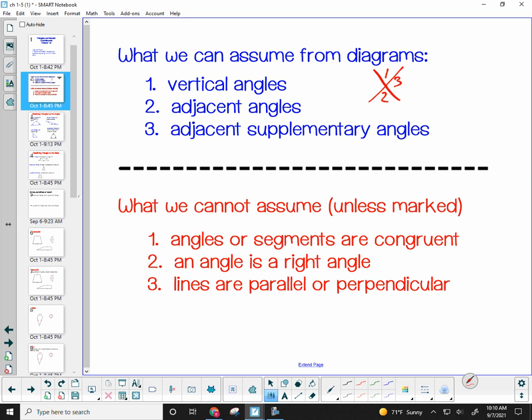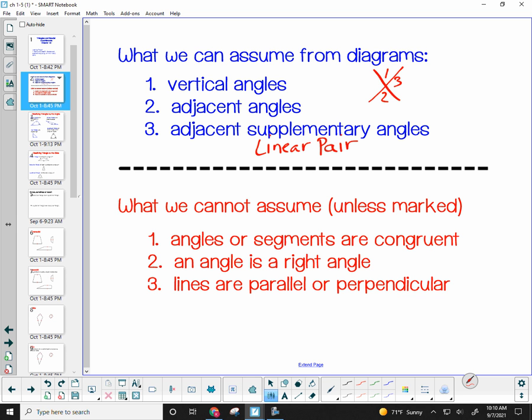And then you can also assume adjacent supplementary angles. What's a better name for adjacent angles that are supplementary? A linear pair. This is the same thing as a linear pair. Okay, so that you can assume if they form a line, they're a linear pair.